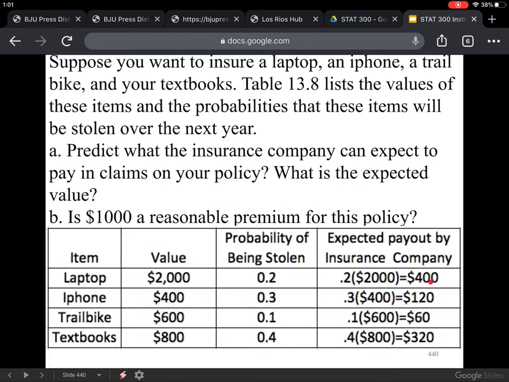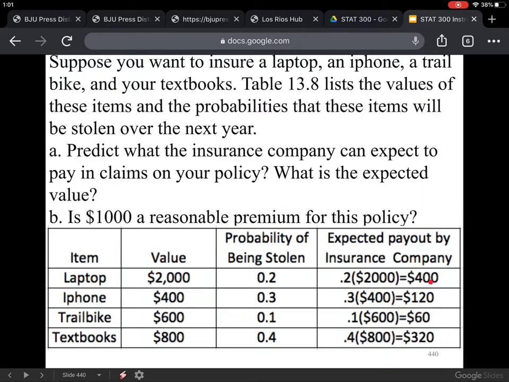And you get 900. So $900 is expected to be paid out by the insurance company, on average, by the end of the year. That's the expected value. So then the question is, for the year, is $1,000 a reasonable premium for this policy? Does it make sense for the company to charge you $1,000 if the expected payout is $900?